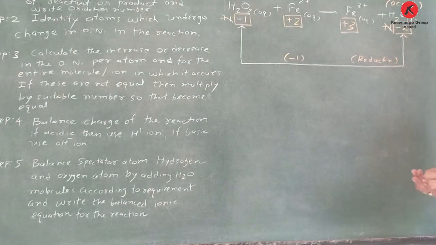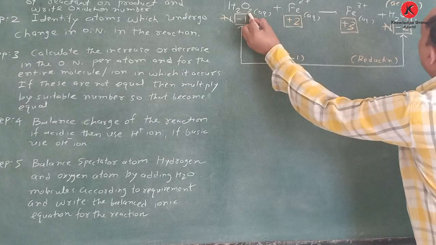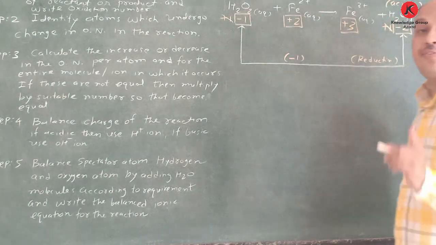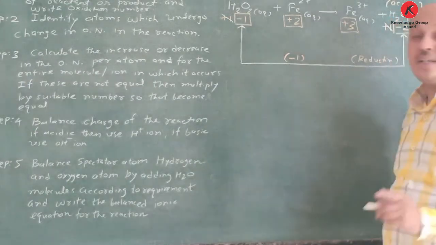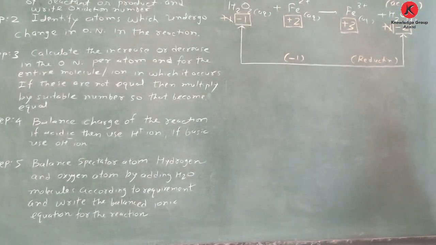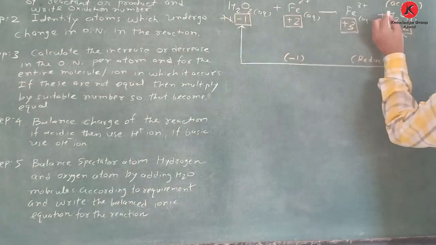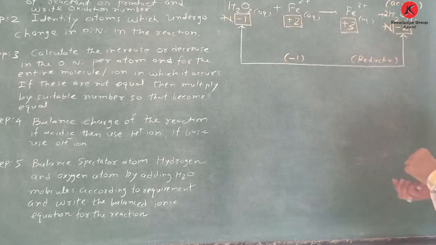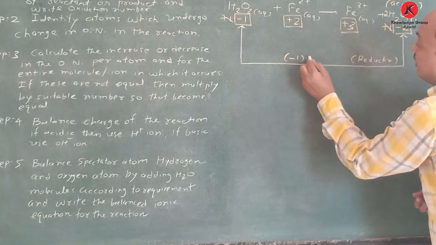Okay, but you see, oxygen is not a spectator atom. Oxygen is 2 here, and here oxygen is only 1. Once again I repeat, if oxygen or, say, hydrogen are not spectator atoms, then you have to balance them. Okay, so just see, O2 is there, so here multiply with 2. So here also multiply with 2.